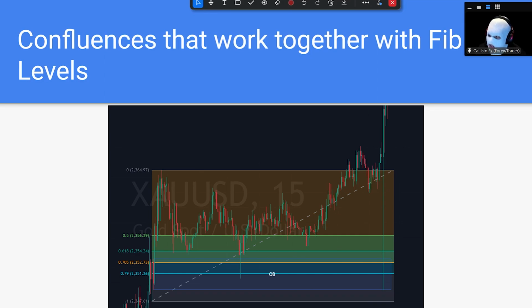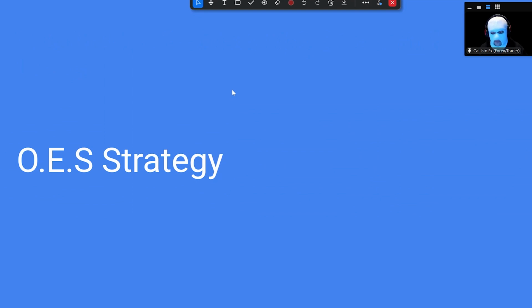Alright? SMC made simple. Exactly, this is a simpler version of it, to help you spot entries at optimal areas. Not looking to enter at the high or enter at the low. Okay, now let's get right into it already. OES strategy, optimal entry system.